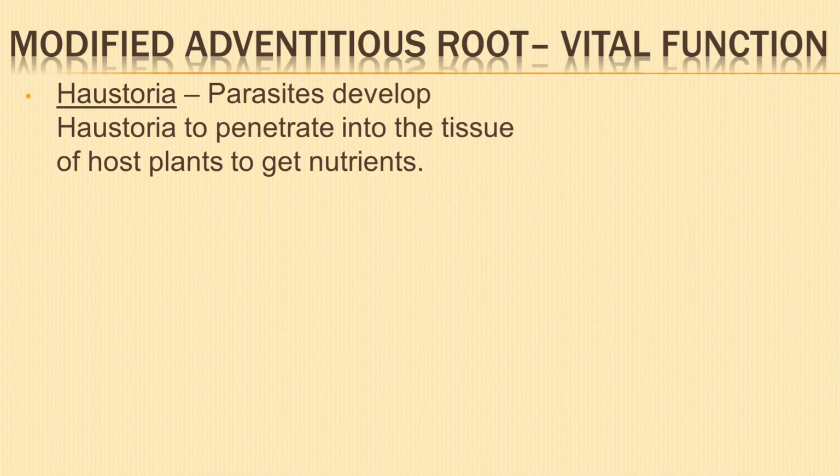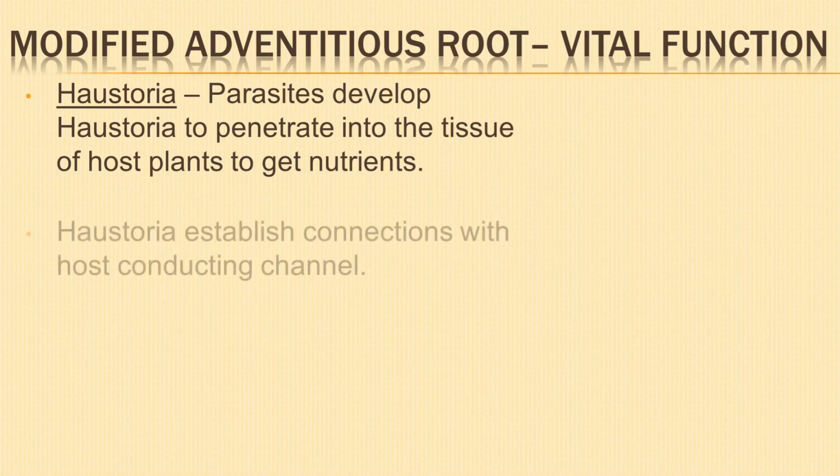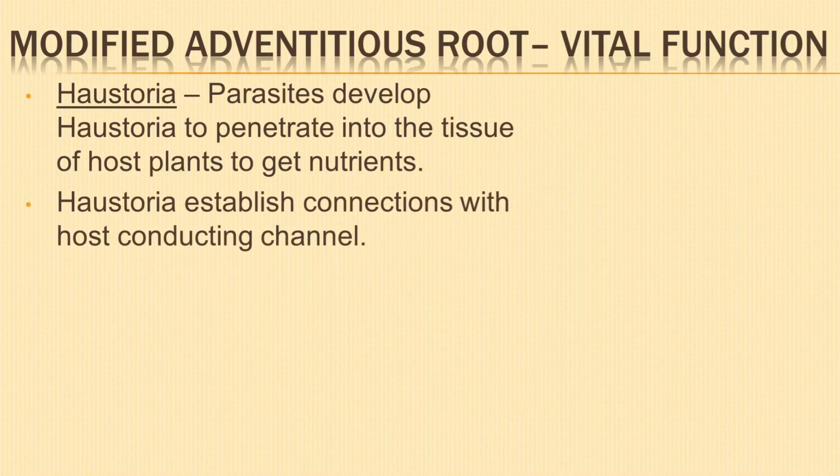Haustoria. Parasites develop special kinds of roots in order to penetrate into the tissue of the host plant and suck the nutrients from it. Such roots are known as haustoria. The haustoria establish connections with the host conducting channels, namely the xylem and the phloem. Example, Cuscuta.